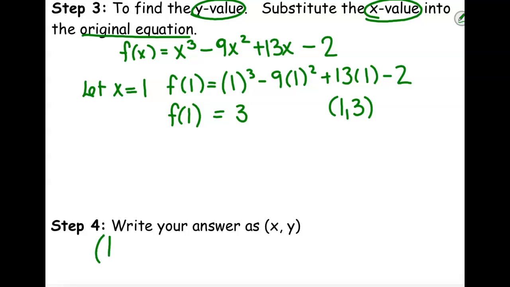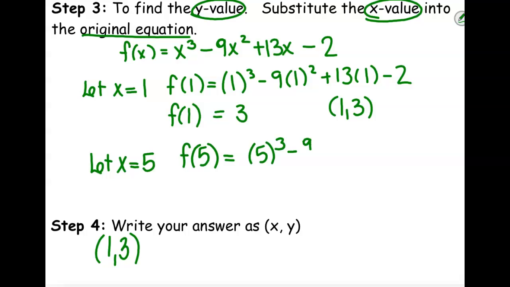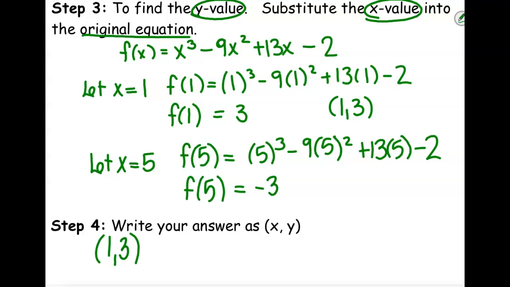So here's step 4. Now you do it one more time. Let x equal 5. Substitute it into the original function, f of 5. So 5 cubed minus 9 times 5 squared plus 13 times 5 minus 2. Simplify all the way down using your order of operations and PEMDAS. F of 5, you'll produce negative 37. So here's the second point at which the tangent line and the curve will touch. So you write them as ordered pairs.